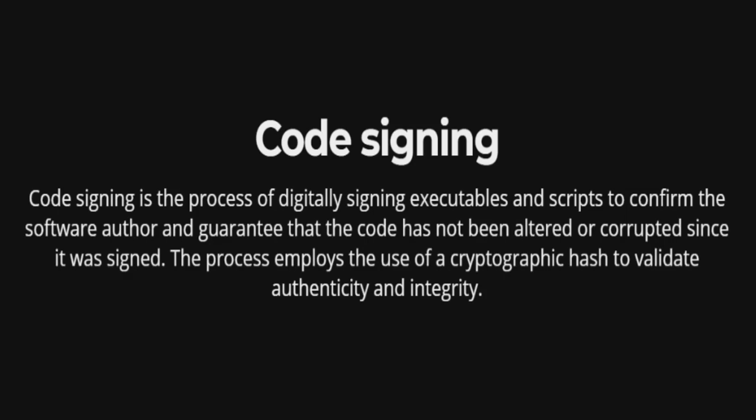Code signing. Code signing is the process of digitally signing executables and scripts to confirm the software author and guarantee that the code has not been altered or corrupted since it was signed. The process employs the use of a cryptographic hash to validate authenticity and integrity.